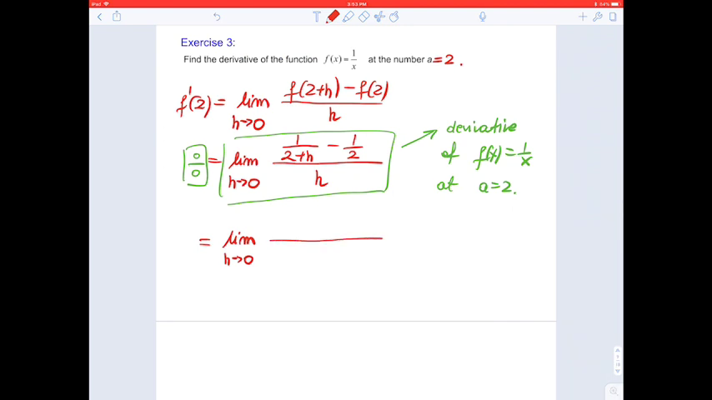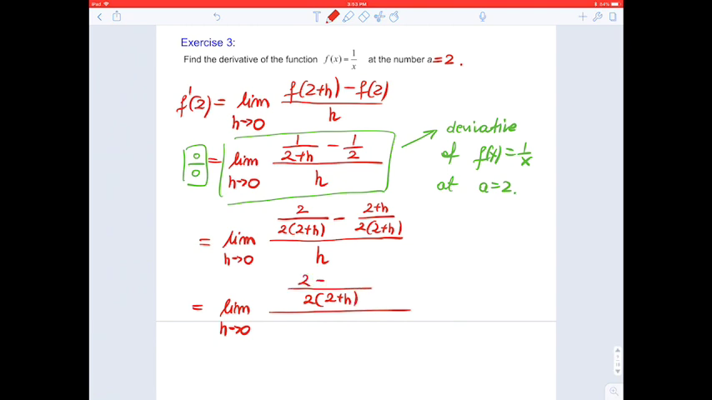What I will do for this one, I will get a common denominator on the top. That means the common denominator is 2 times 2 plus h. The first fraction I multiply by 2, so I'm multiplying and dividing. The second fraction I am multiplying and dividing by 2 plus h. Still a few steps. Let's rewrite this as one fraction: 2 minus 2 plus h.